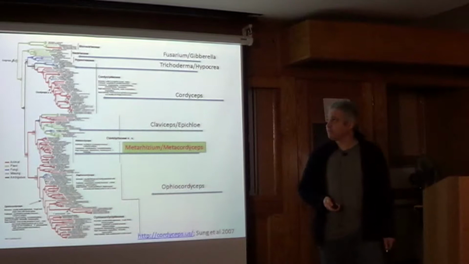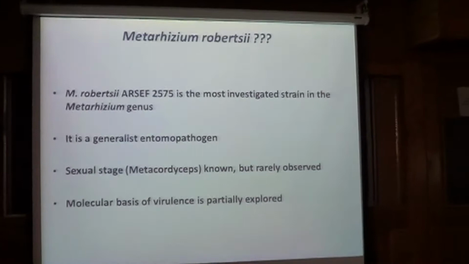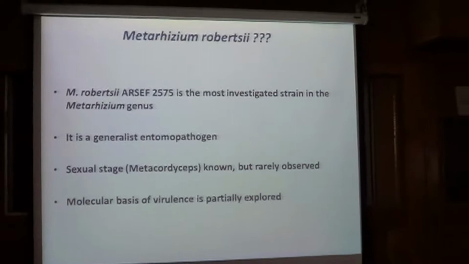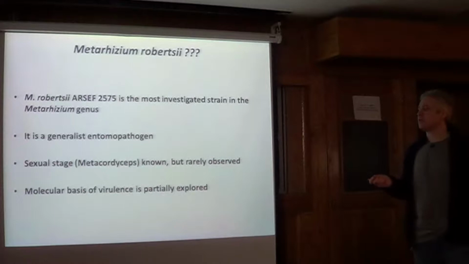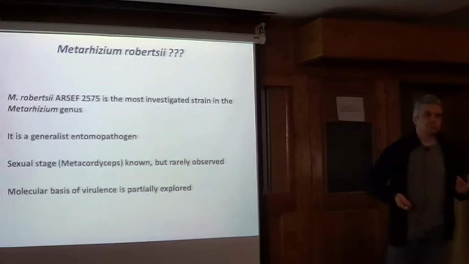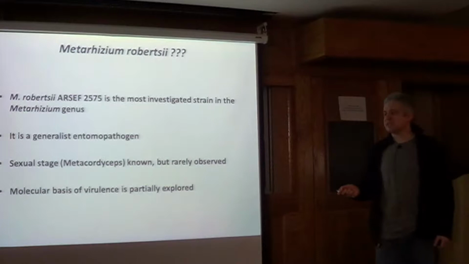So why do we focus on this organism? Why Metarhizium robertsii? This species, and in particular this strain, is one of the most studied entomopathogenic fungi. There are others, but this is for sure one that has the highest interest. It is a generalist entomopathogen. One thing I forgot to mention is that among these entomopathogens there is some sort of specialization, but many times you can see just a preference towards some insects versus others. This guy infects about 700 different species, at least that's what's reported in the literature. Some are more sensitive than others.